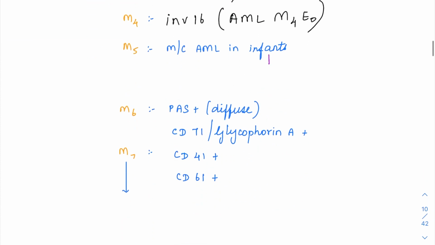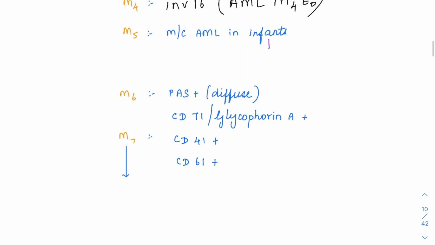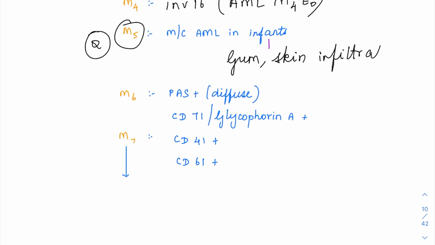Okay. Moving on to M5. M5 was acute monocytic leukemia, and this is the most common acute myeloid leukemia, AML, seen in infants. So, in infants, what is the most common AML? It is M5. Okay. And M5 is usually characterized by the presence of gum and skin infiltration. So, they will usually come with a mass in the gums and skin. Okay. So, gum and skin infiltration is common in M5 again.